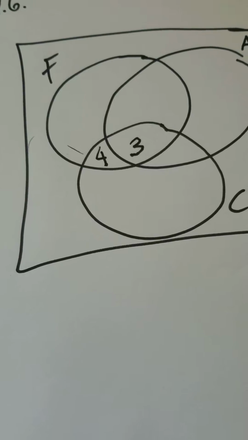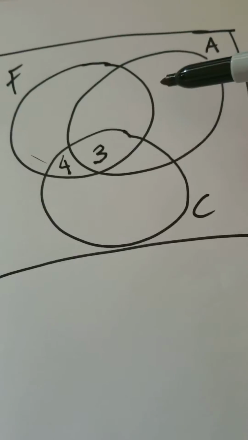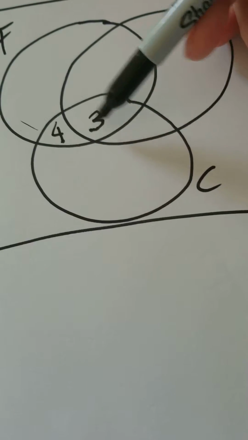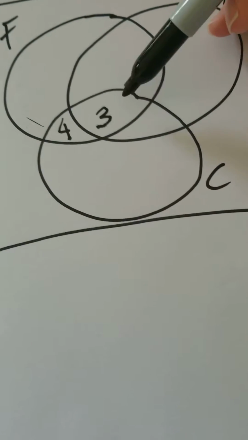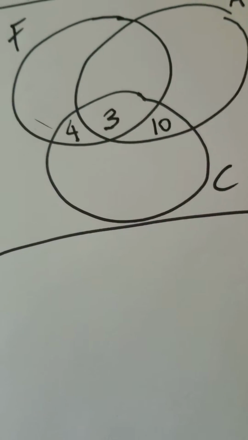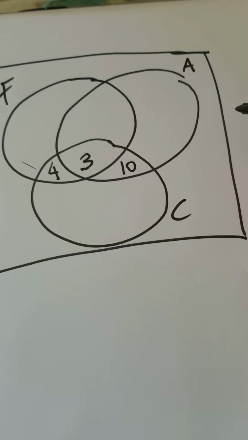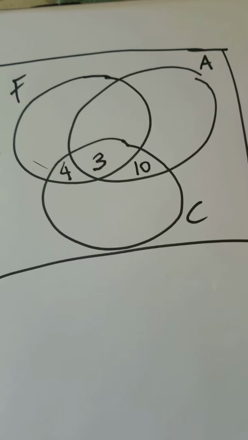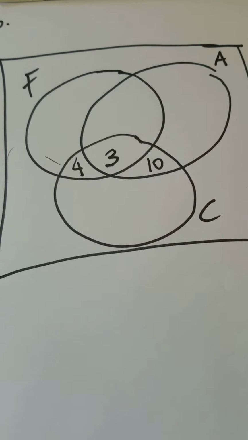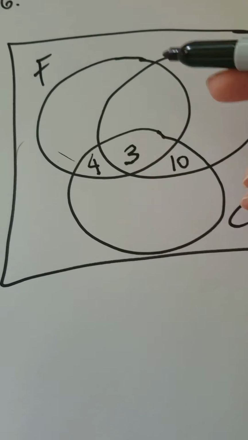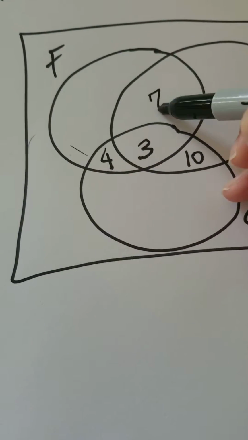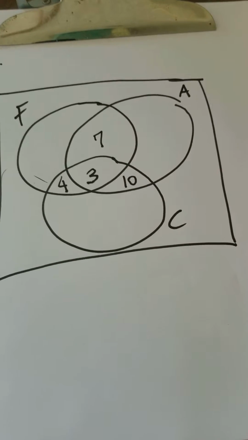They said 13 did appliances and clothing. Again, the appliance circle and the clothing circle intersect right here, together adding to 13. We've already accounted for 3, meaning that there has to be 10 that had appliances and clothing, but not food products. And then the last 10 had food and appliances, which would be these 2 regions together. 3 has been accounted for, so 7 had food and appliances only.